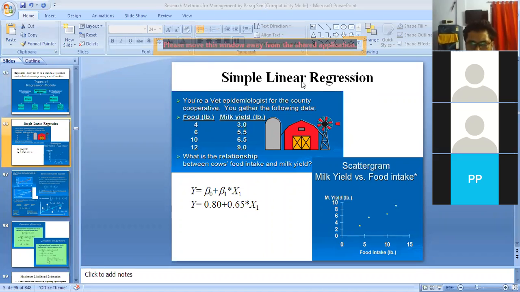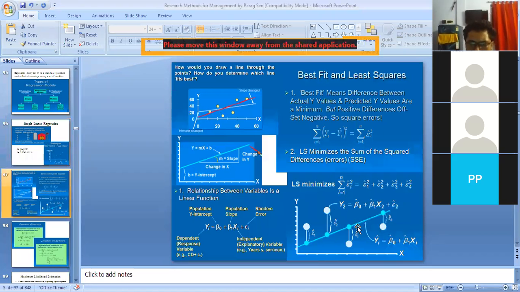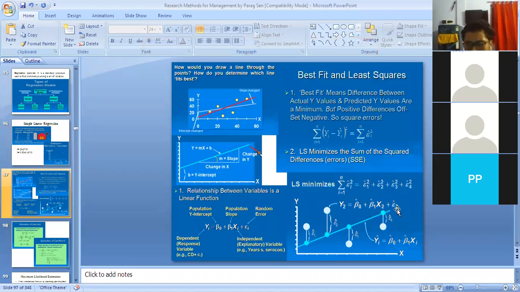Yesterday I gave you this example of this is the x and this is the y. This example of simple linear regression I have told you. I have also shown you that these are the data points, and you try to find out the best fitted line. So actually, what is the best fitted line?